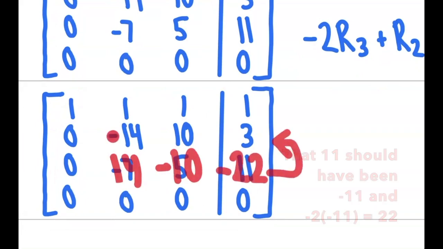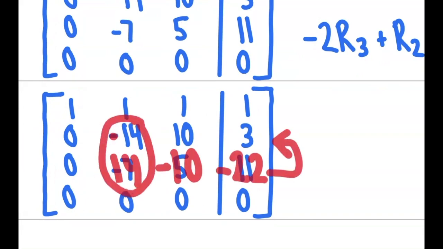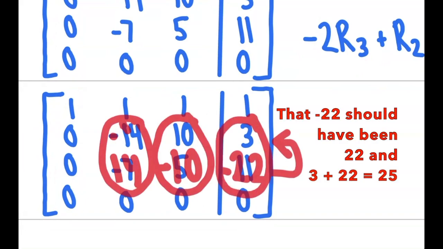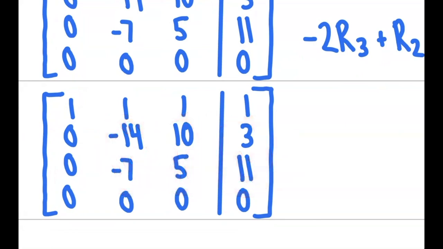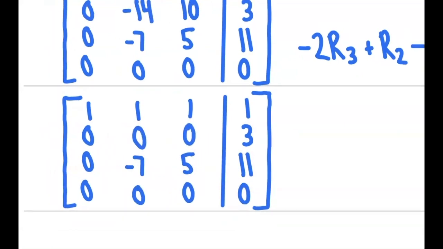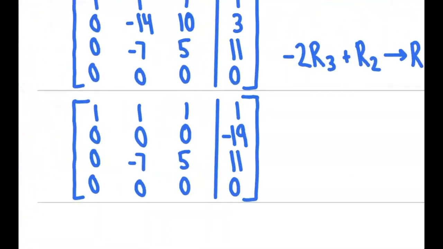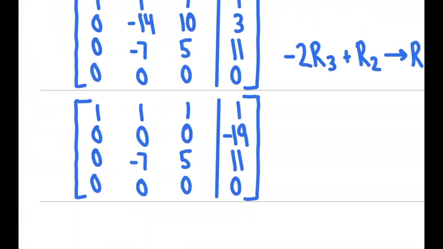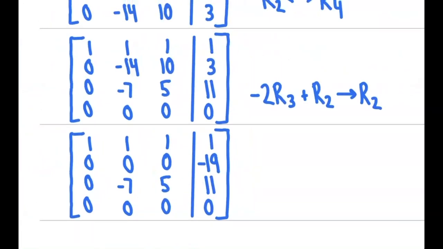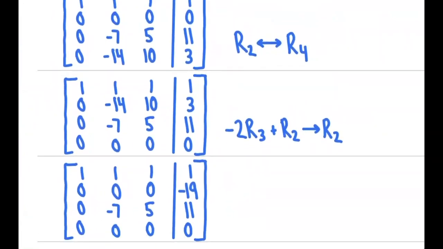to the second row. So -14 plus 14, that's 0. 10 plus -10, that's 0. And 3 plus -22, that's -19. So this becomes 0, this becomes 0, and this becomes -19. I see what the problem is. Adding 0 plus 0 plus 0 cannot equal -19. This is a no solution type of situation. This is an inconsistent system. That's right. We saved ourselves a bunch of work.